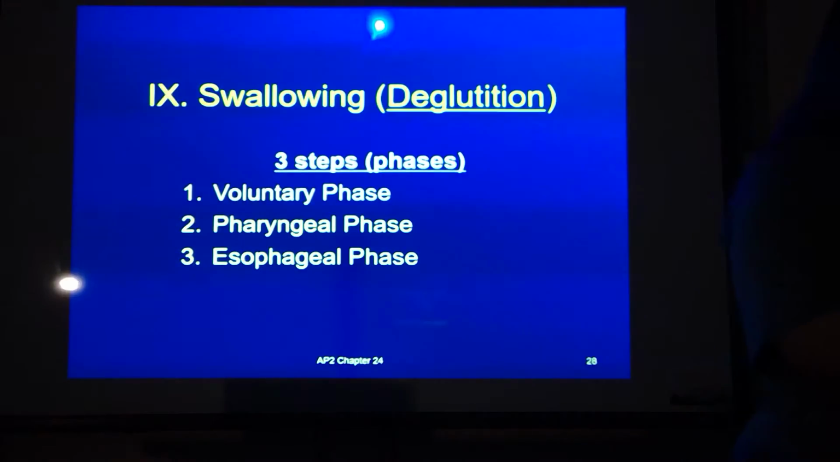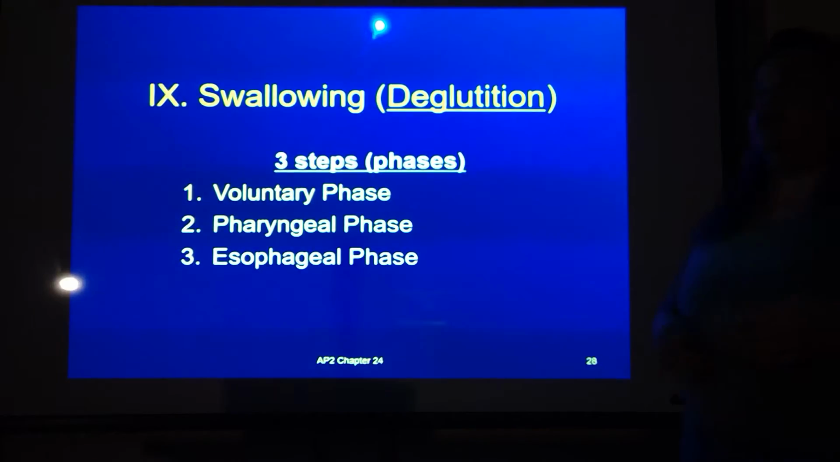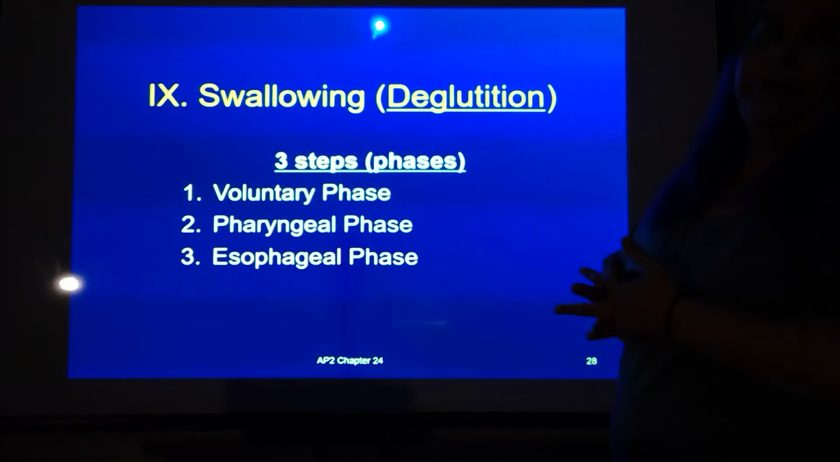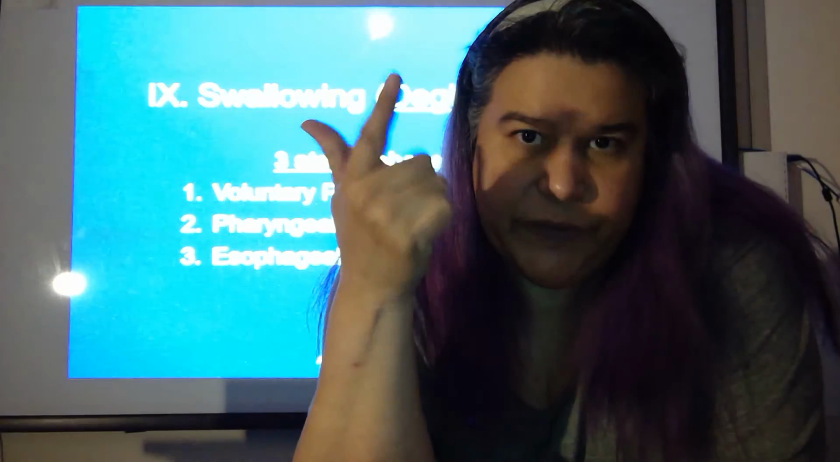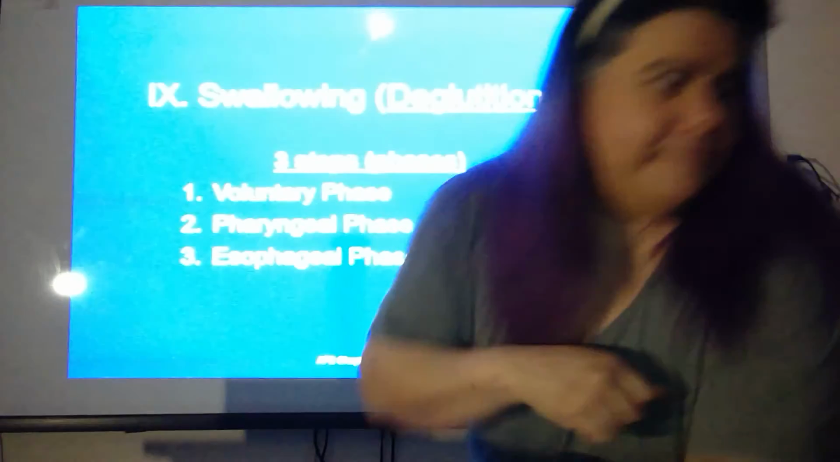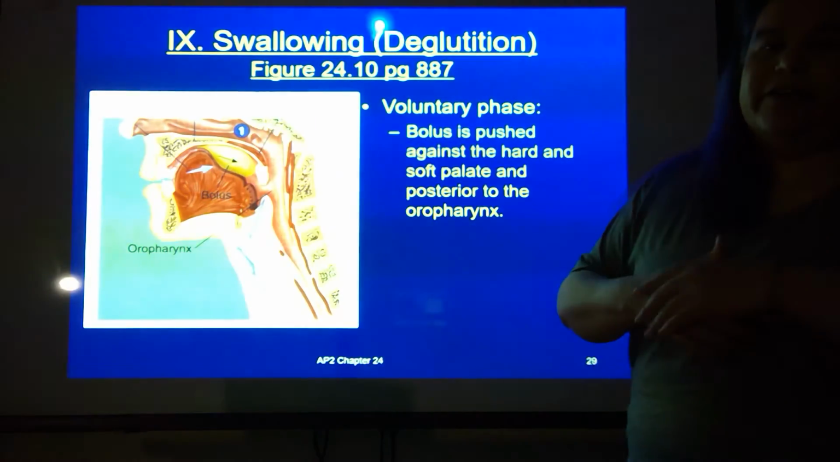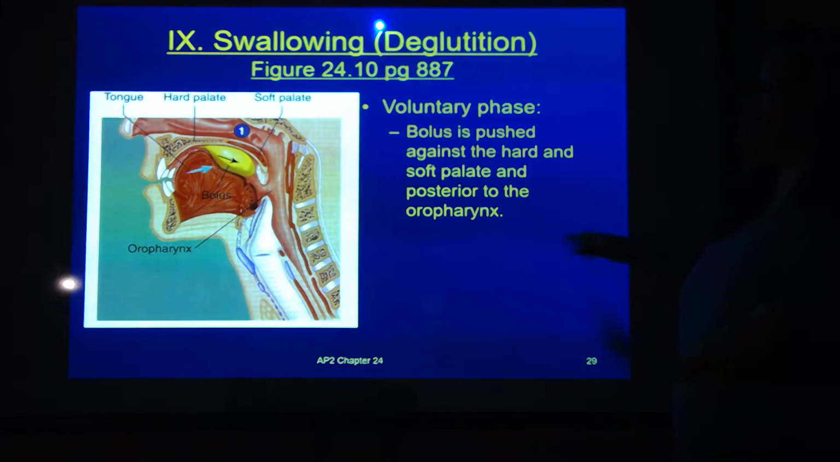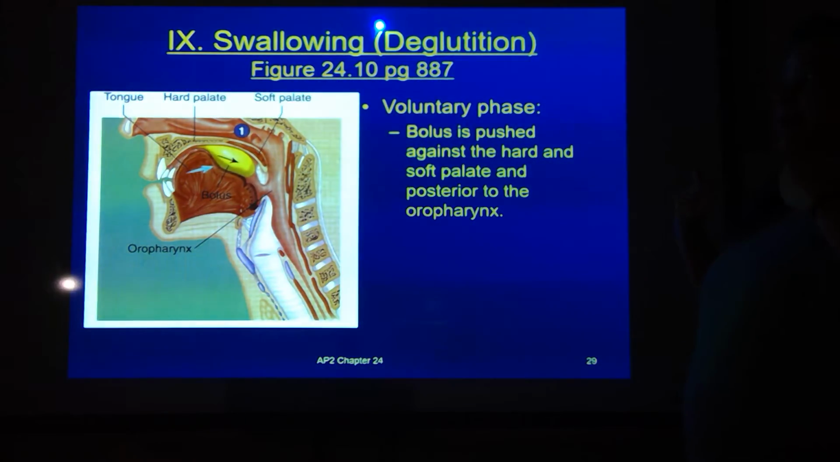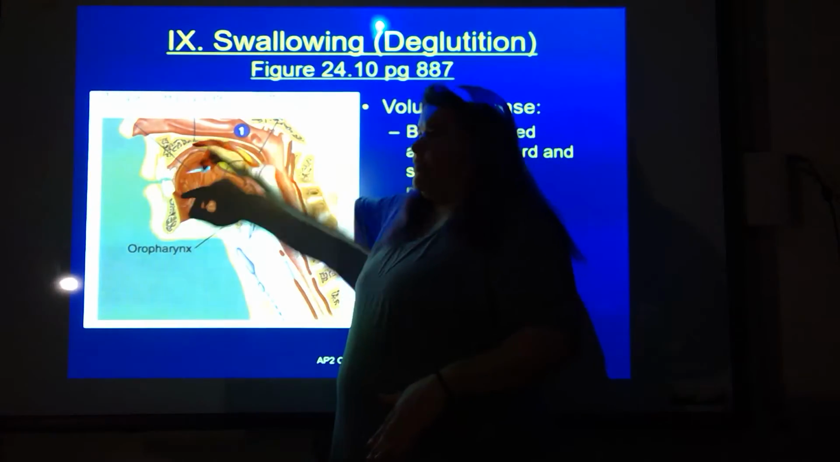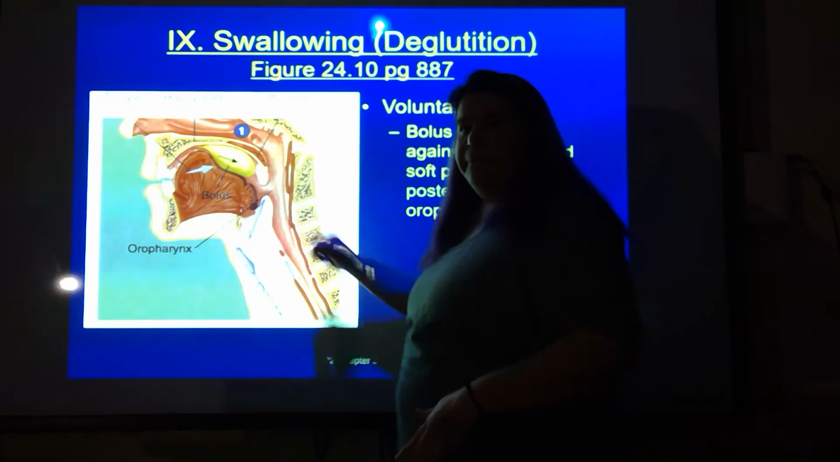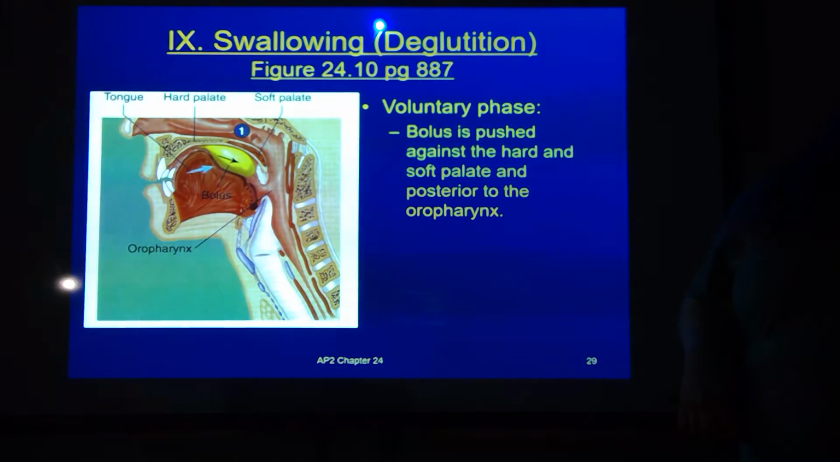So let's talk about swallowing, the process of deglutition. Fancy. There are three phases to this: the voluntary phase, the pharyngeal phase, and the esophageal phase. Okay? So during the voluntary phase, the bolus is pushed by your tongue against the hard and soft palate, going posterior, going toward the back of your throat to the oropharynx. So you've chewed it and now it's getting pushed back this direction, okay? So that's the voluntary phase.